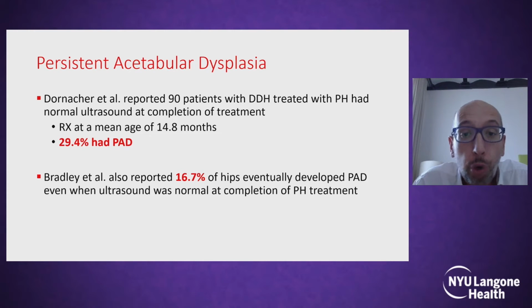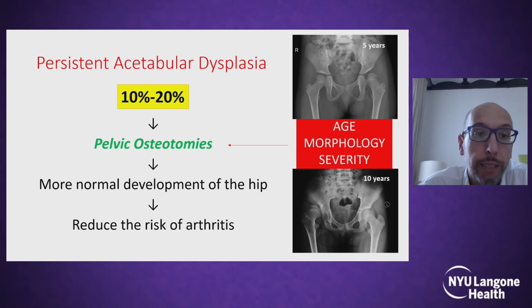Another important point is that even when you have ultrasound normalization of the hip, having a normal hip at the end of the pelvic harness, for example, doesn't guarantee the development of the hip in a normal way. And these two works have clearly pointed out that about 16 to 30% of patients had persistent acetabular dysplasia, even if at the end of the treatment, the ultrasound was normal.